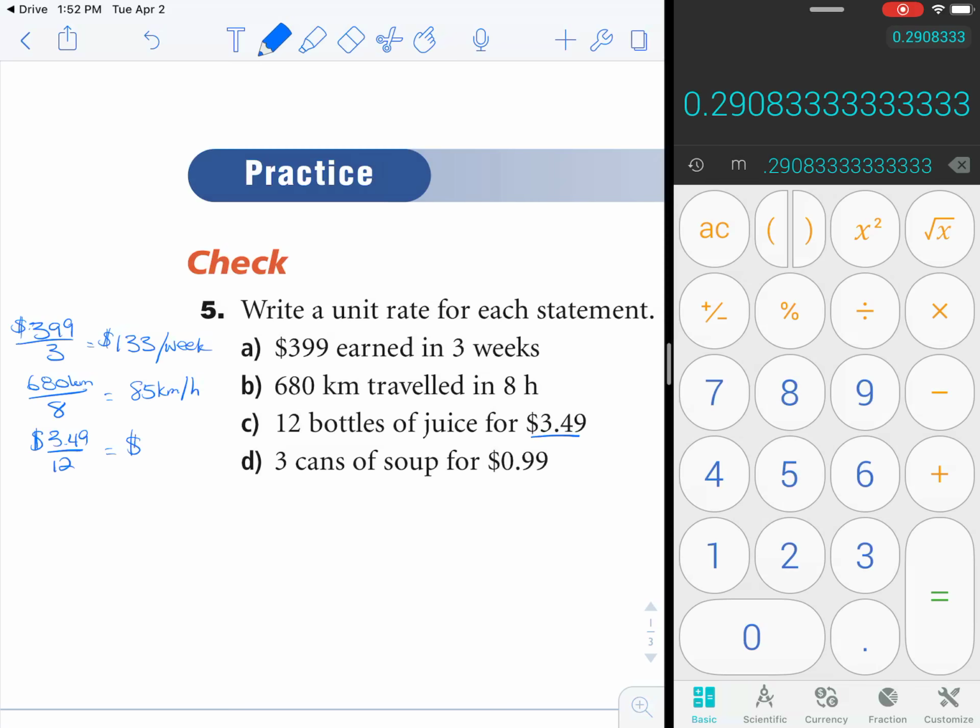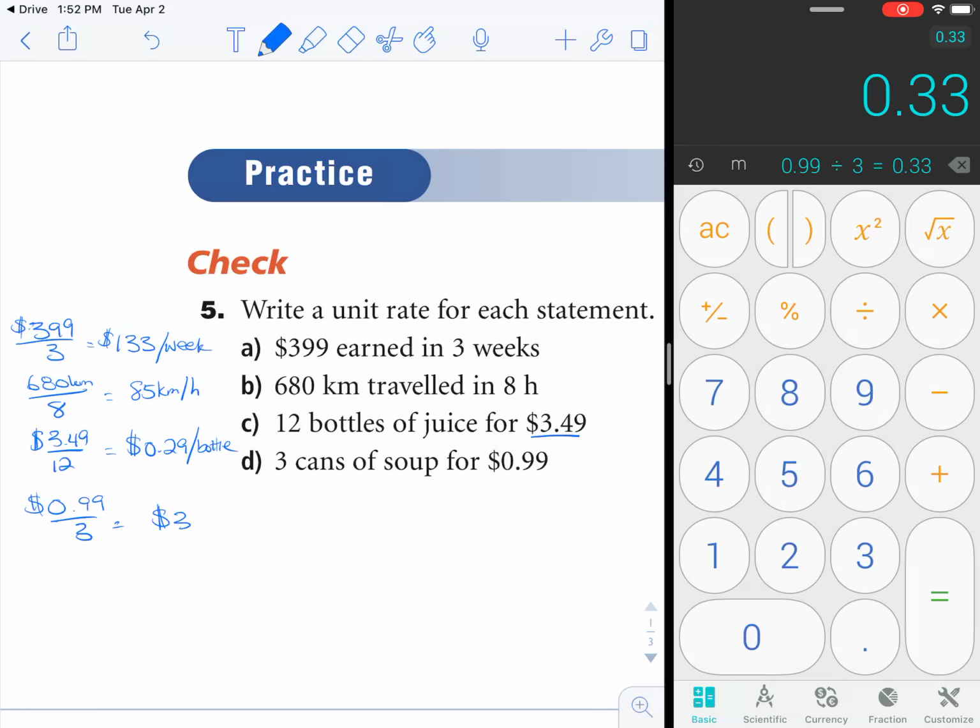gives us 29 cents per bottle, and 3 cans of soup for 99 cents, so 99 cents divided by 3 is $0.33 per can.